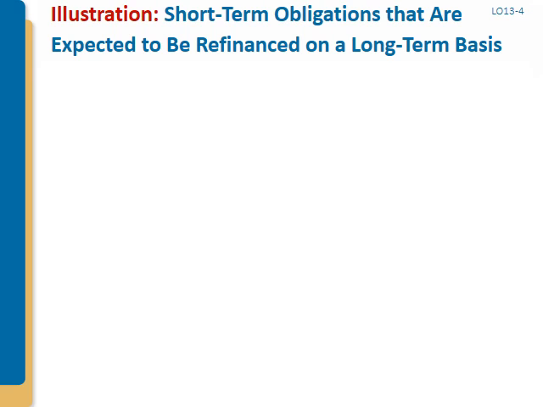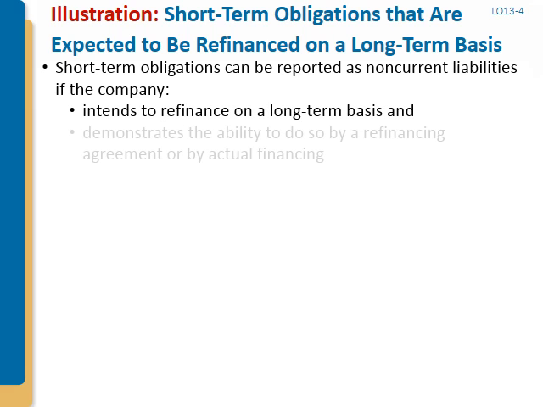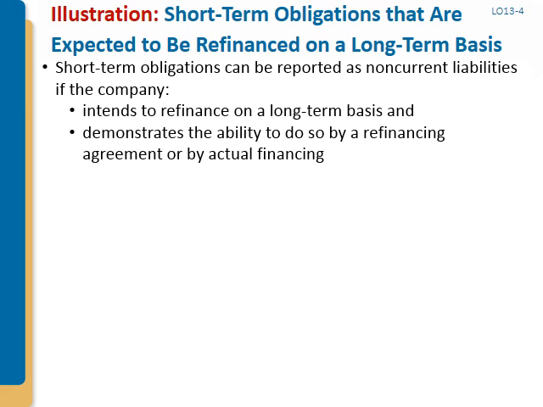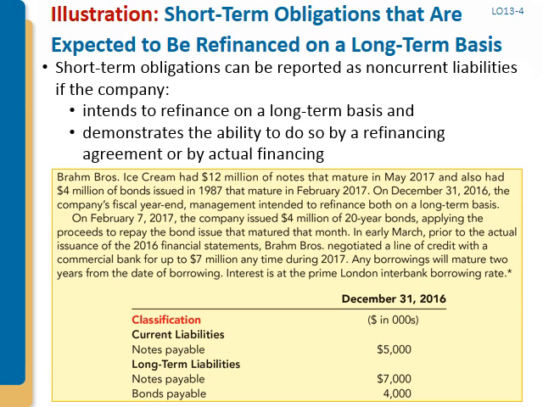Short-term obligations that are expected to be refinanced on a long-term basis can be reported as non-current rather than current liabilities only if two conditions are met. 1. The firm must intend to refinance on a long-term basis, and 2. The firm must actually have the demonstrated ability to refinance on a long-term basis. Ability to refinance on a long-term basis can be demonstrated either by an existing refinancing agreement or by actual financing prior to the issuance of financial statements.